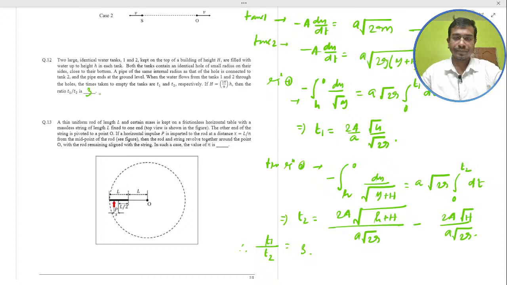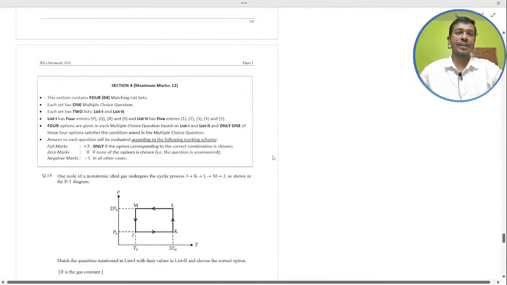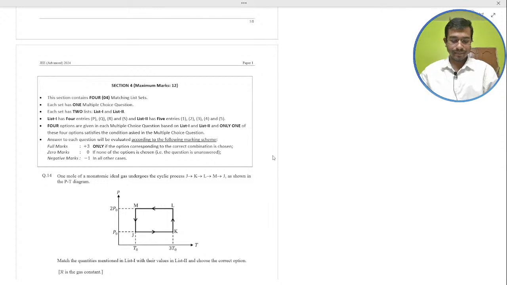Next question. Question number 13 is for yours. Section 4. Section 4 is basically the matching question. List 1 and list 2 matching question.